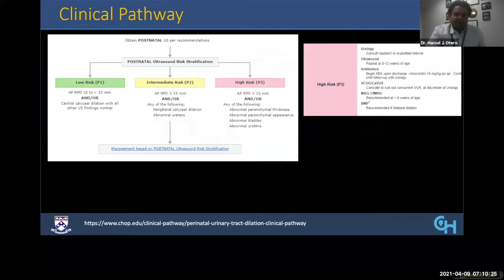Do you need a repeat ultrasound? It can be at 6 weeks, 12 weeks for high risk, but it can also be at 6 months or a year for low risk. Do you need prophylactic antibiotics or not? And this is a big driver for our colleagues in the NICU and the nurseries. They don't want to be using antibiotics in patients that don't need it. Then we need to check for reflux with VCUG or do functional imaging that can be done with MAG3 or MRU.